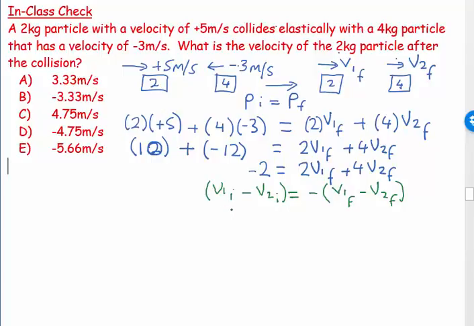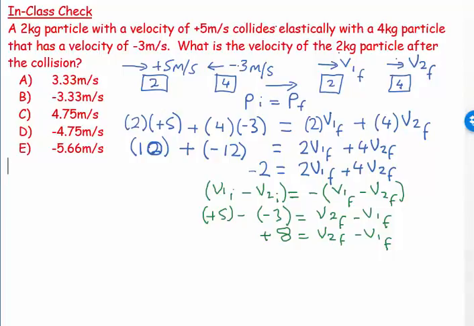So if we put real numbers in for this, we say plus 5 minus minus 3 is equal to, and we have that minus and that minus making a plus, so let's rearrange this: v2 final minus v1 final. So I simply say 8 is equal to v2 final minus v1 final. And so I have what I need. When you have two unknowns in a question, you need two equations, and so I have the two equations. So I need to isolate in one equation and then substitute in the other equation.